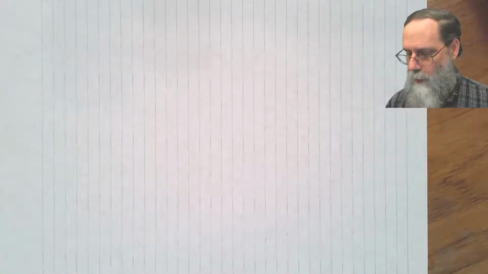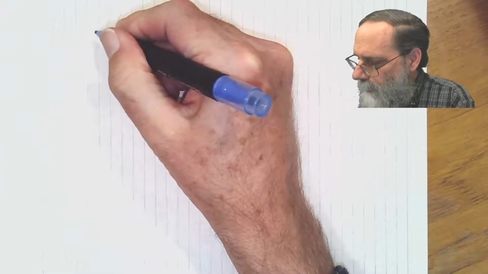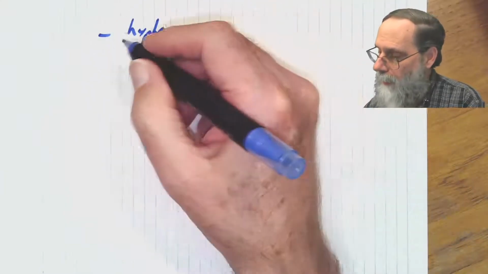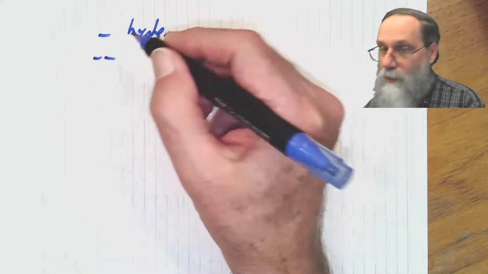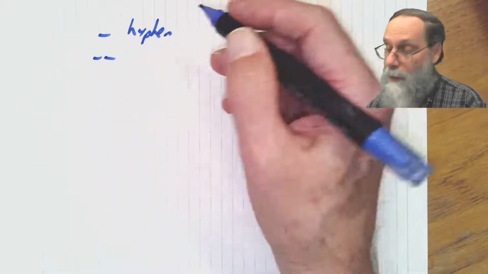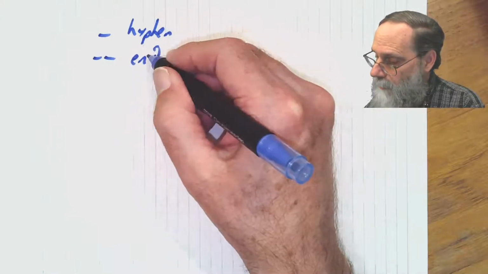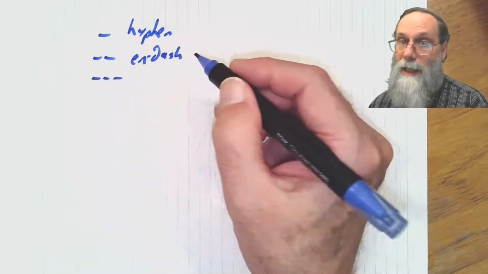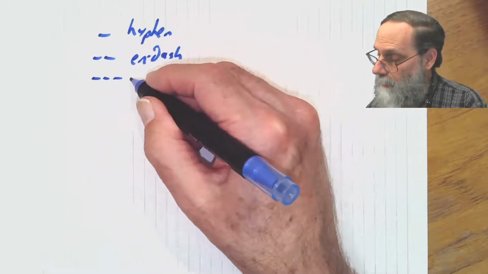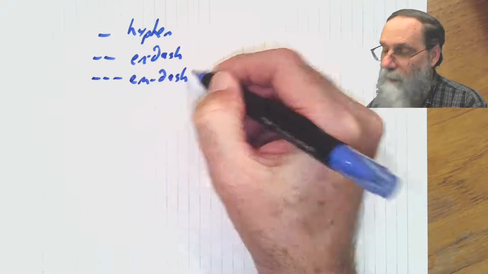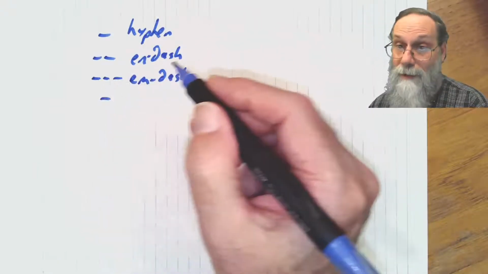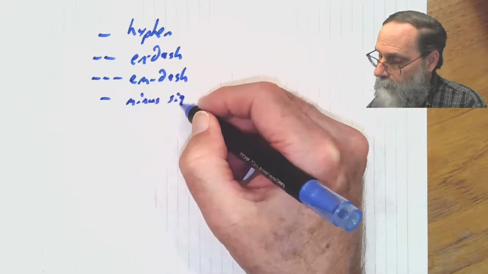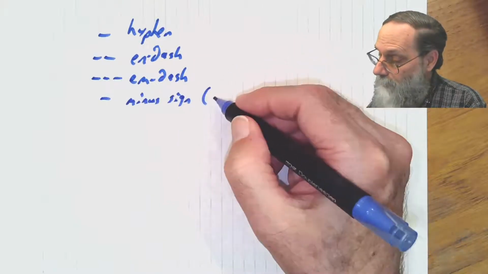Well, the four basic ones are: the shortest is the hyphen. The next longer one, which is written in LaTeX with two hyphens, is an N-dash. And a still longer one, written in LaTeX with three hyphens, is an M-dash. And finally, written again with a single hyphen, is the minus sign. But the minus sign in LaTeX only comes up when you're in math mode.